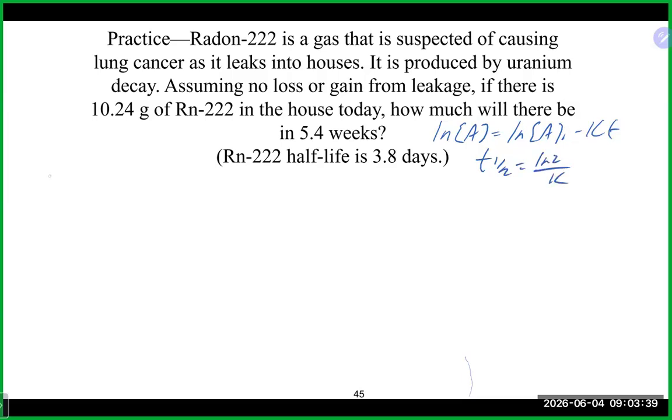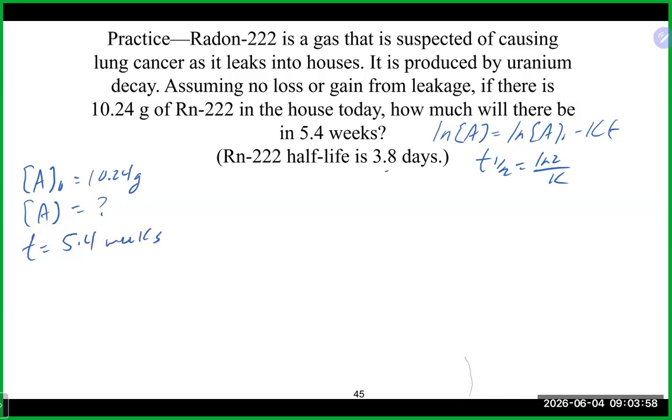And again, in this case, we've got our initial, which is 10.24. We're looking for what we have left over. Our time in this case is 5.4 weeks. So once again, we are missing the decay constant.